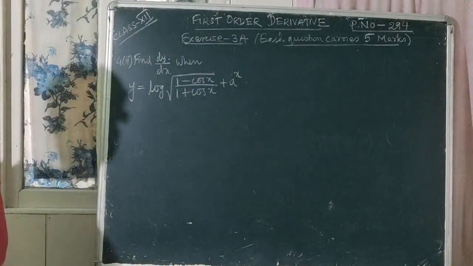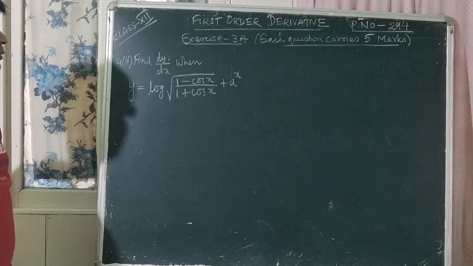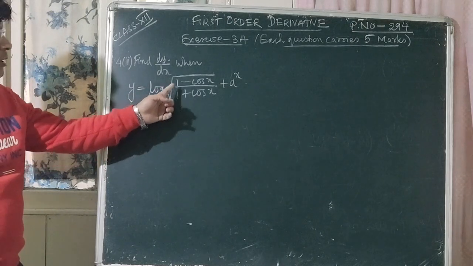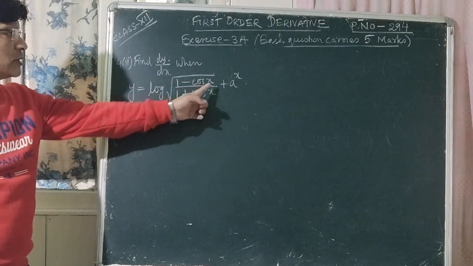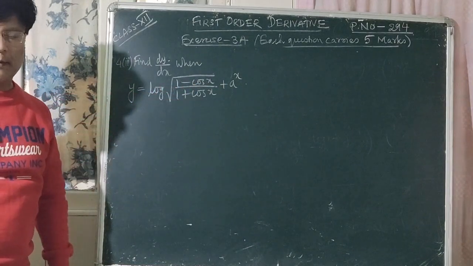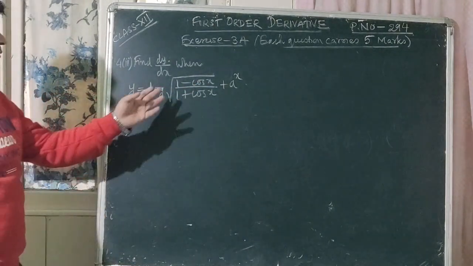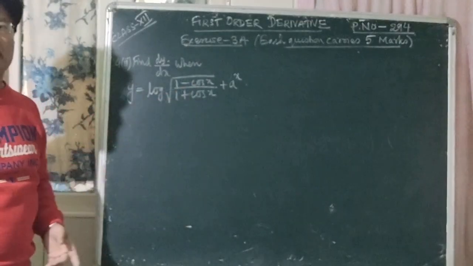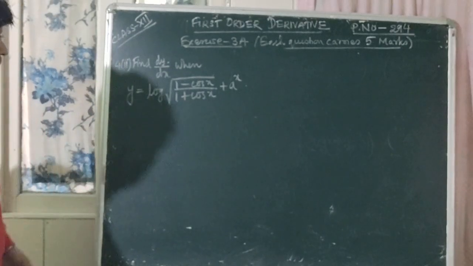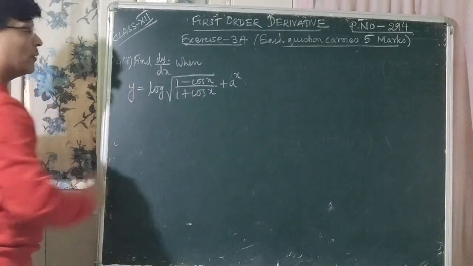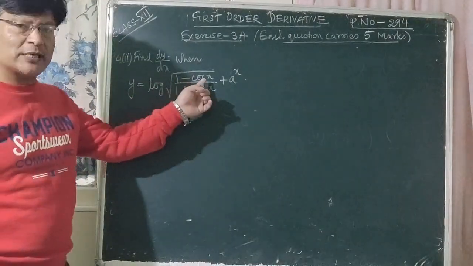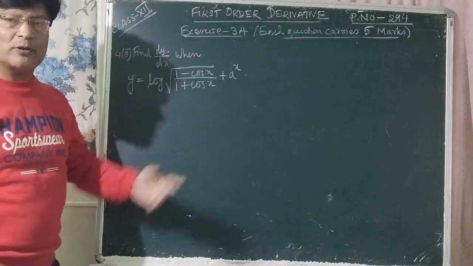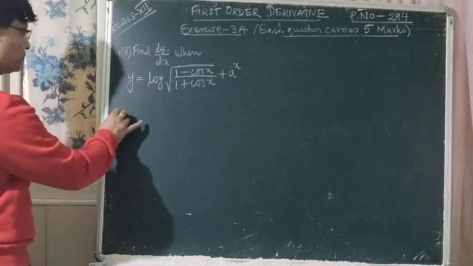So now we'll do the next question, that is number 2. Find dy by dx when y is equal to log of square root of 1 minus cos x upon 1 plus cos x, plus a to the power x. In this case, you can simplify the first term using the submultiple angle formulas for 1 minus cos x and 1 plus cos x. So what is 1 minus cos x? You should know the formula: 2 sin square x by 2. And what is 1 plus cos x? It is 2 cos square x by 2, right?